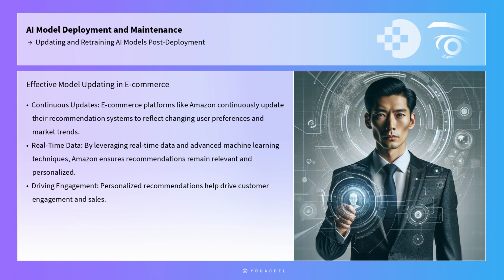A real-world example of effective model updating and retraining is seen in e-commerce platforms like Amazon, which continuously update their recommendation systems to reflect changing user preferences and market trends. By leveraging real-time data and advanced machine learning techniques, Amazon ensures that its recommendations remain relevant and personalized, driving customer engagement and sales.